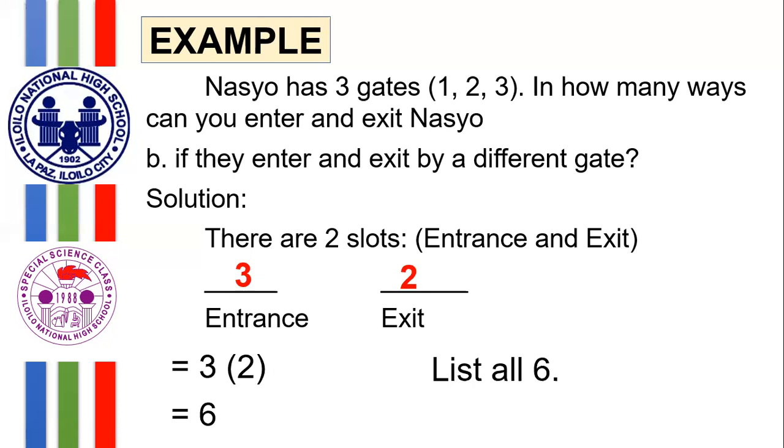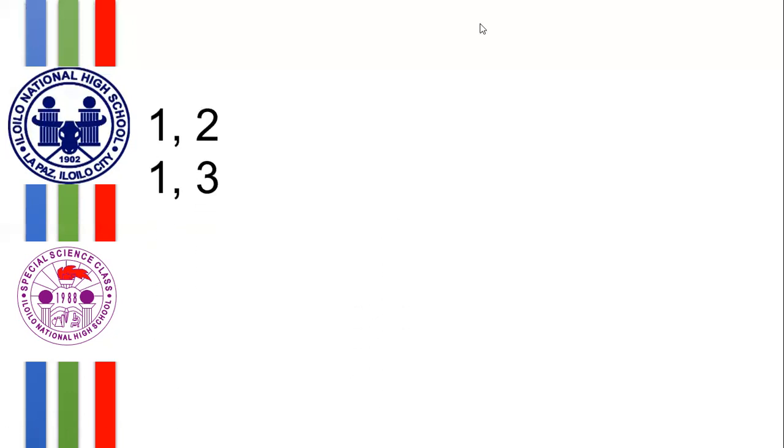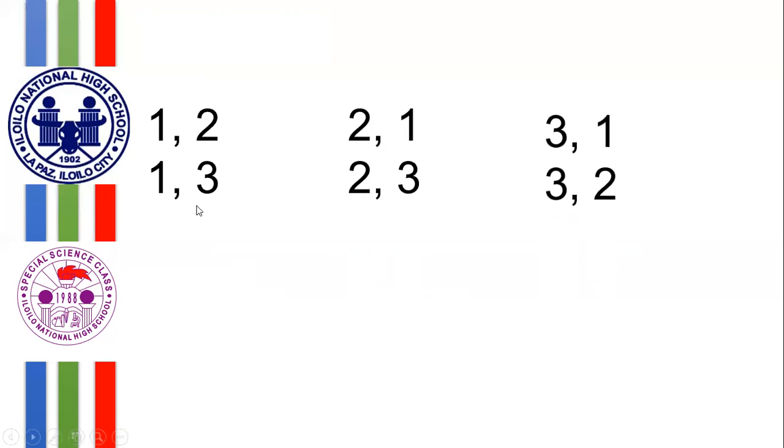And I think 6 is just manageable. Hence, let us list all of them. So you could have the following. You could enter by gate 1 and exit at gate 2. You could also enter gate 1 and exit by gate 3. But you could notice I removed the 1, 1 because the 1, 1 indicates that you enter at gate 1 and exit at gate 1, which is not allowed considering that your entrance and exit gates have to be different. Aside from these, you could also have 2, 1, 2, 3 and 3, 1, 3, 2. And these are the 6 of them.